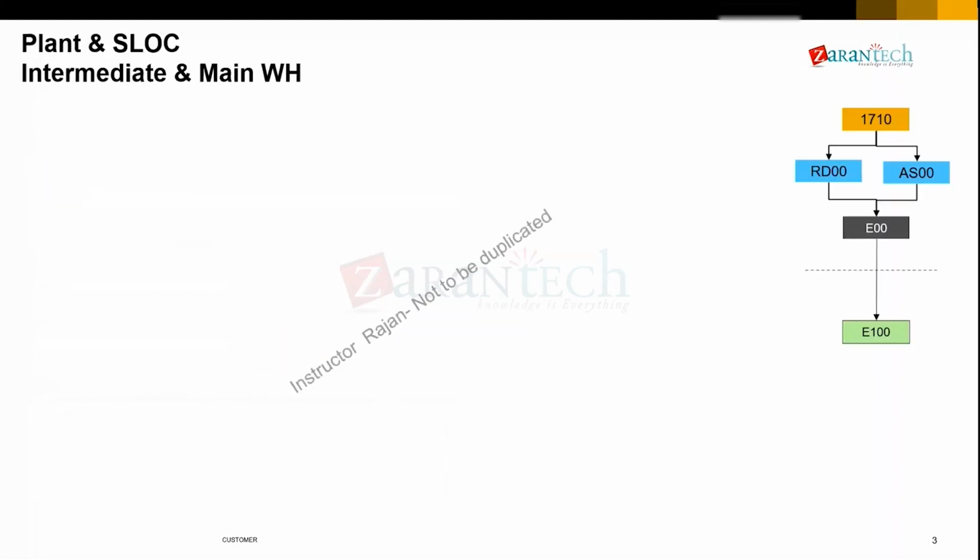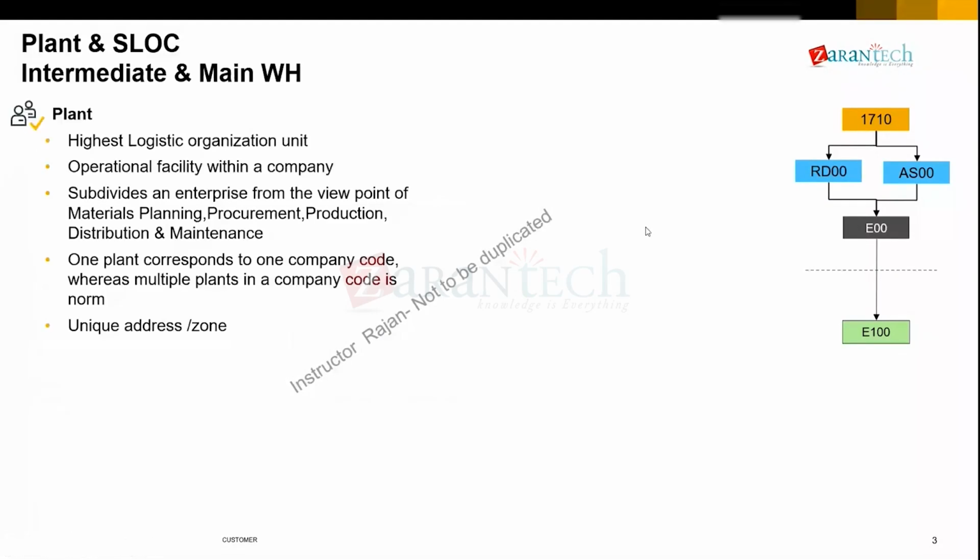Now here, pretty much everyone knows that the plant and storage location are assigned to the intermediate warehouse, and this intermediate warehouse in turn is assigned to the main warehouse. Now, plant, the highest logistics org unit. This is an operational facility within a company. It basically subdivides an enterprise, whether it's a material planning plant, or a procurement plant, or it could be a warehouse distribution center, or it could be simply a maintenance plant.